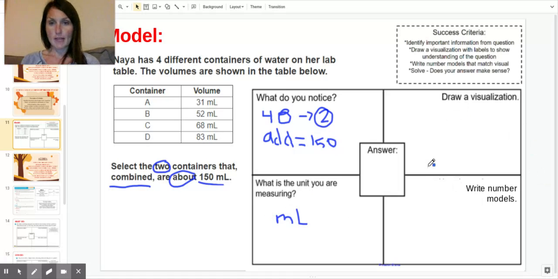Now I'm going to draw this out. So I'm thinking, well, which ones would be close to 150? This one I don't need to draw a bunch of the cups.